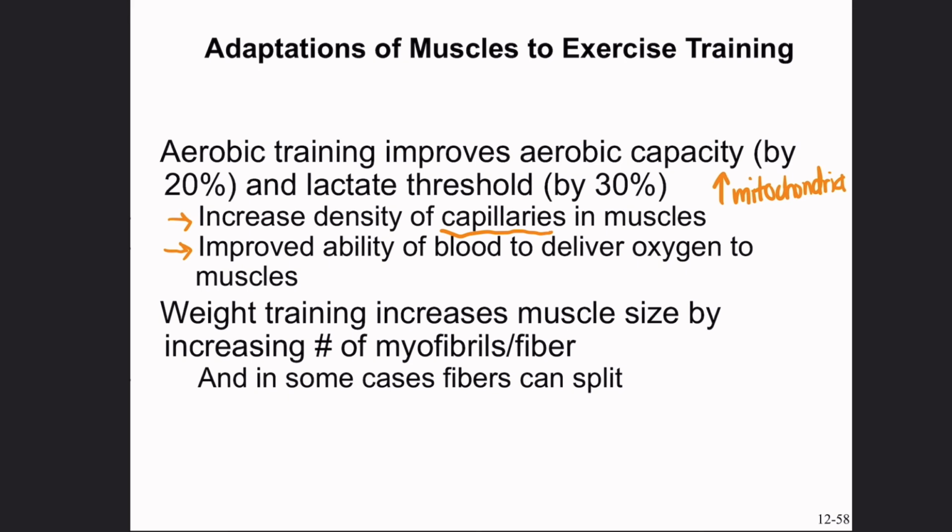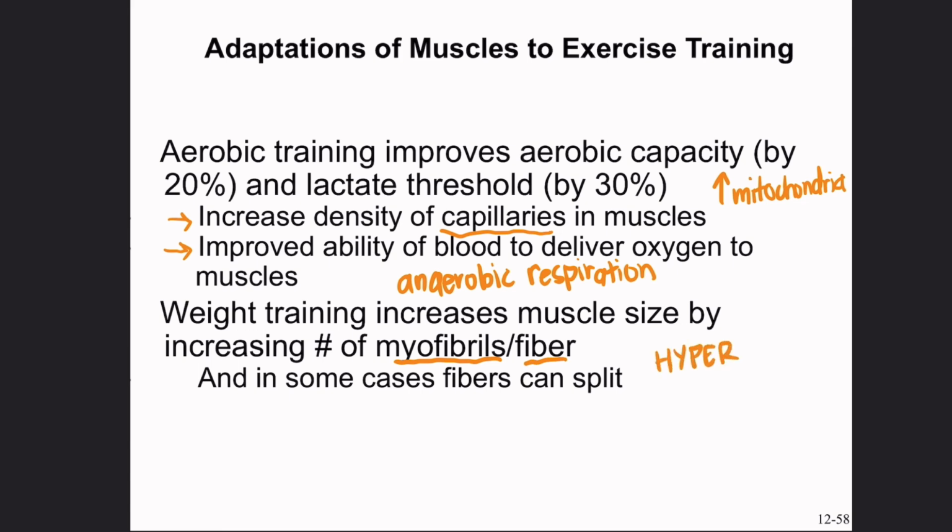When you weight train, a completely different type of exercise training, that is kind of increasing the anaerobic respiration occurrence here. You're going to increase the muscle force or the muscle strength. And it does this by increasing the number of myofibrils per fiber. So this is called hypertrophy.